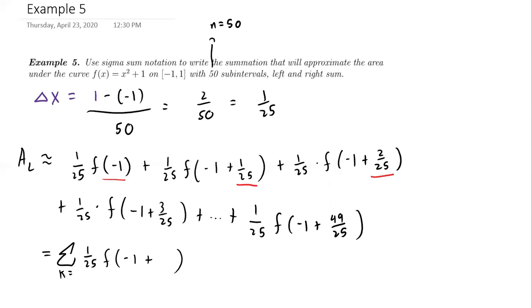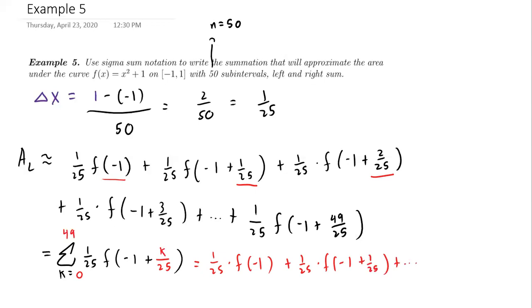So how can we do this? Well, it seems to me that it works if we do k over 25, and we start at k equals 0, and we end at 49. And we can see that this works, right? Because if we rewrite this, when k equals 0, we get 1 over 25 times f of negative 1 plus 0 divided by 25, that's negative 1. When k equals 1, we get 1 over 25 times f of negative 1 plus 1 divided by 25, 1 over 25. So you see this matches.